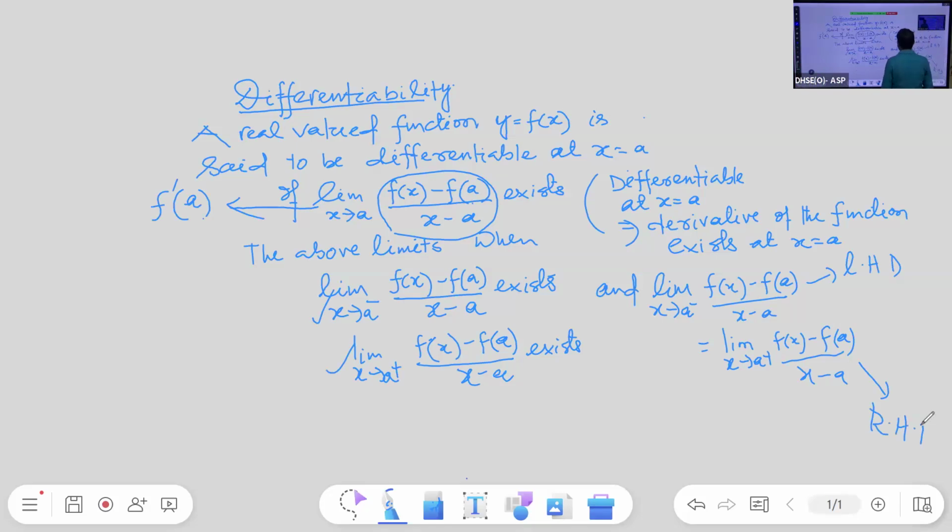So the left hand derivative of a function f of x at x is equal to a equals the limit as x extends towards a minus of f of x minus f of a upon x minus a, and the right hand derivative at x is equal to a is equal to the limit as x extends towards a plus of f of x minus f of a upon x minus a. Okay. So guys, quickly note it down. I'll use the next page.